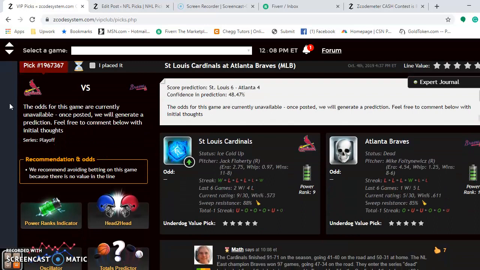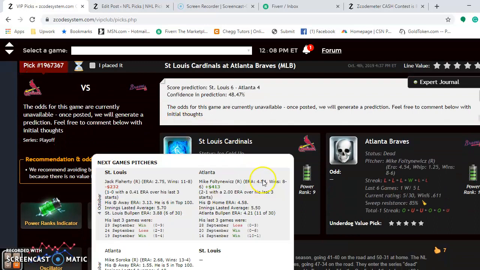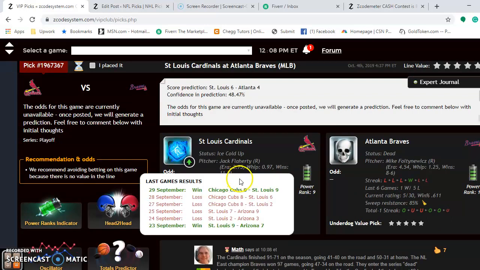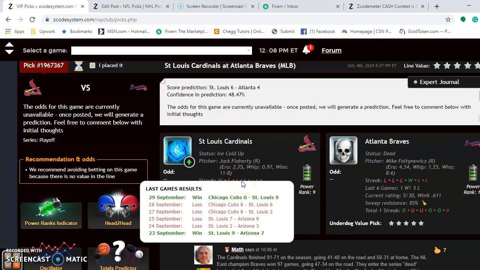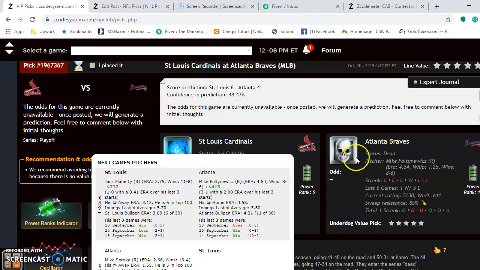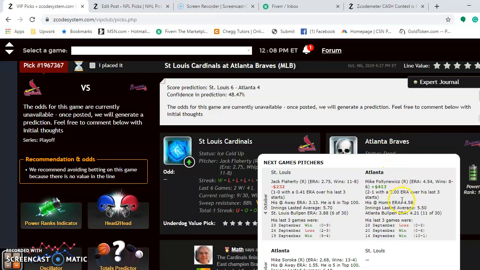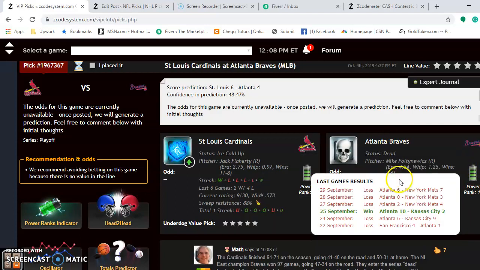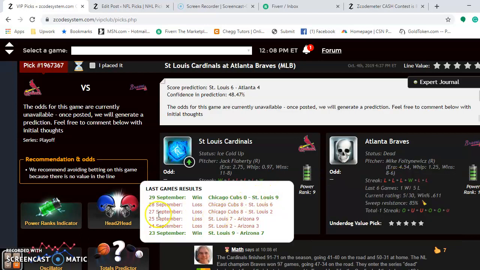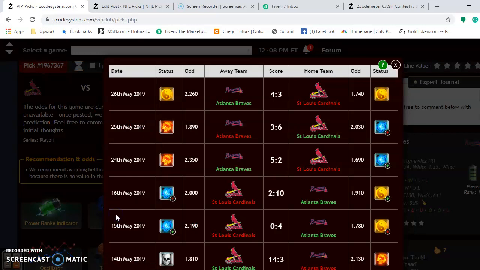Let's look at the Cardinals and the Braves. The Cardinals are ice cold at the moment. If you look at what they've done, they've only won 2 out of their last 6. Atlanta, dead status at the moment, has not played well either lately. They have lost 5 out of their last 6 games. If you look at the head-to-head matchups for the regular season, you'll see that Atlanta did win 4 out of the 6 meetings between the two teams.